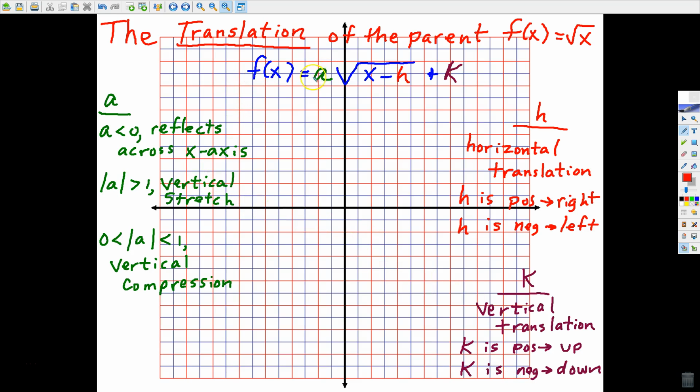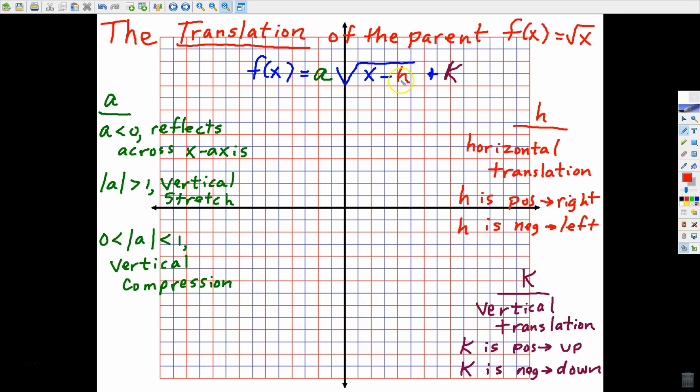If a is a fraction, then that's called compression, and it's going to take the parent, which does something like this, and make it closer to the x-axis. It's going to squish it. Okay? So a number greater than 1 extends it, and if it's a fraction, that's called compression, and that makes it come a little closer to the x-axis.